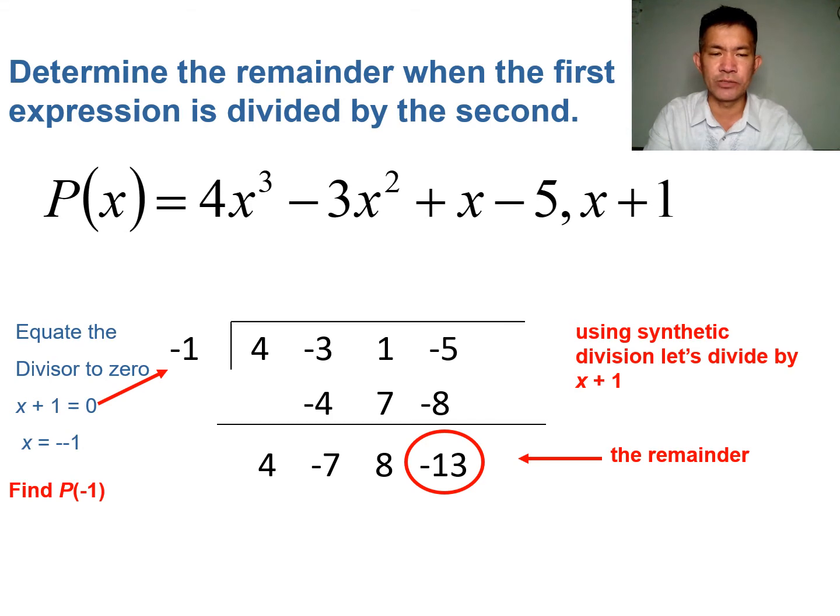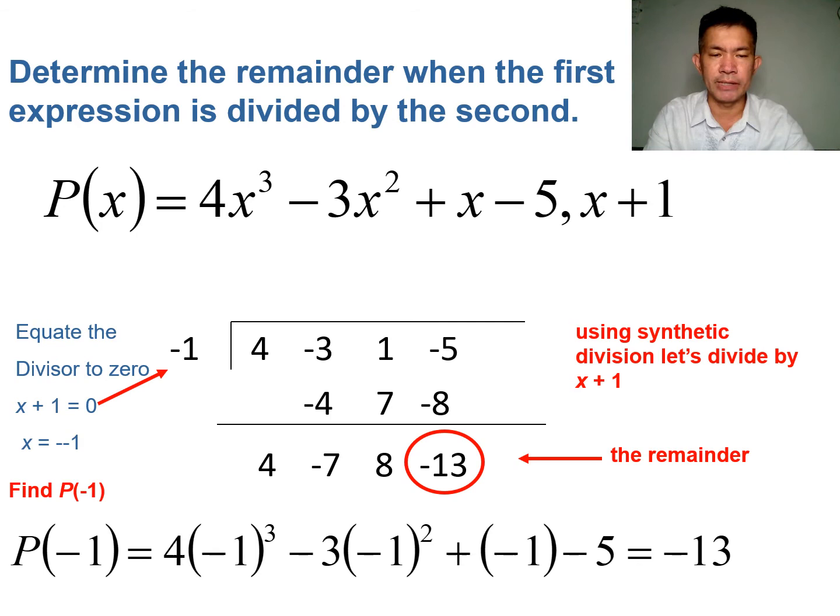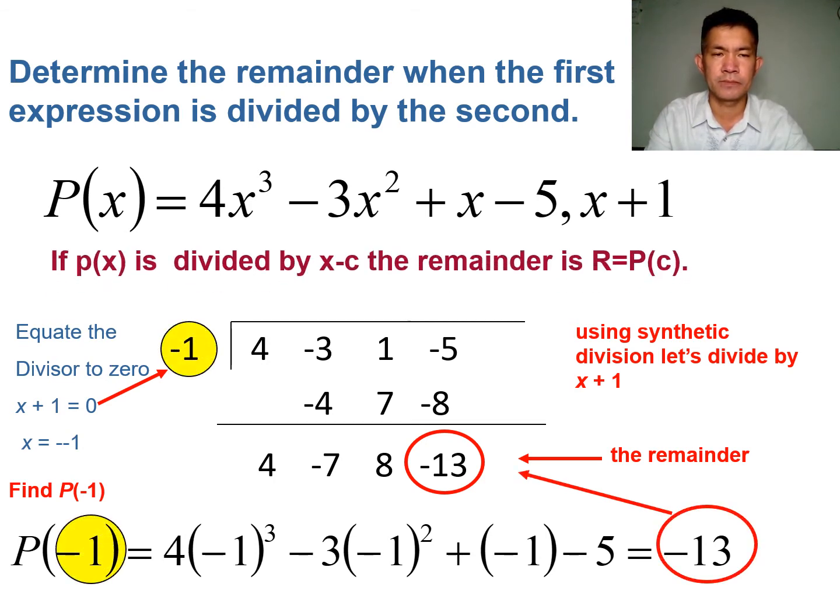Now, using our second solution, we can use p of negative 1. P of negative 1 is equal to 4 times negative 1 raised to 3 minus 3 times the quantity negative 1 squared minus 1 minus 5, and the same remainder, negative 13. Therefore, we can say that if p of x is divided by x minus c, the remainder r is equal to p of c.